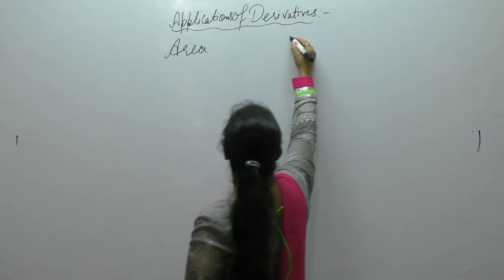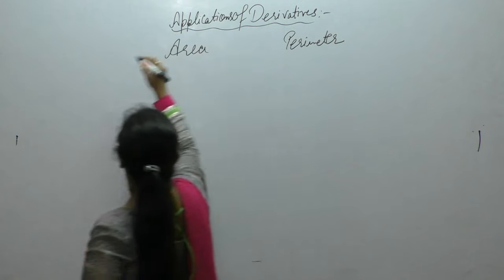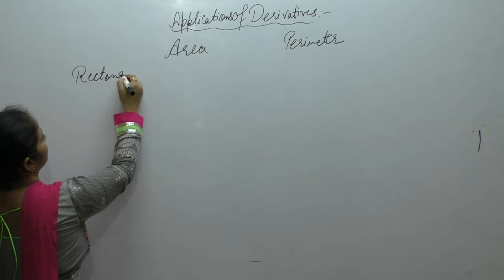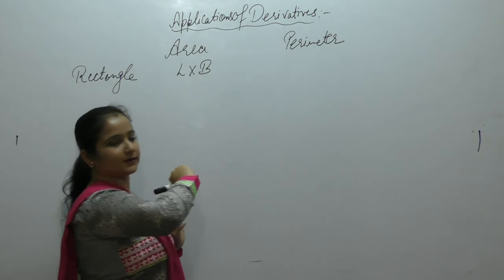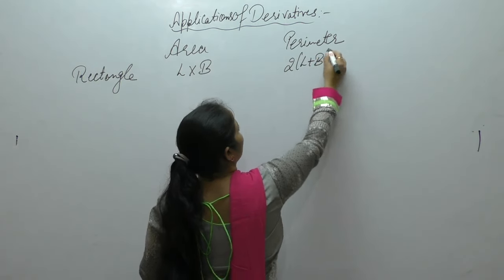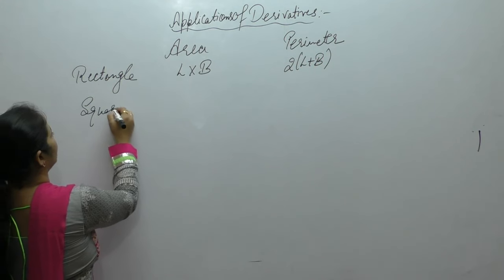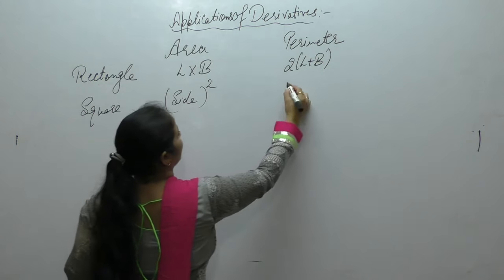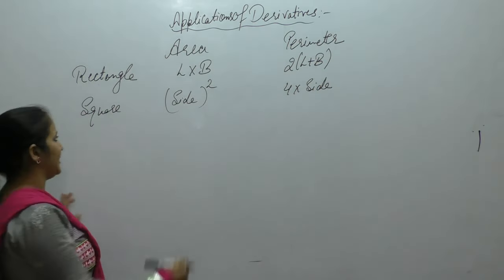Area, perimeter. Area of rectangle, length into breadth. And perimeter of rectangle is 2 times L plus B. Square. Area of square is side square and perimeter is 4 into side.